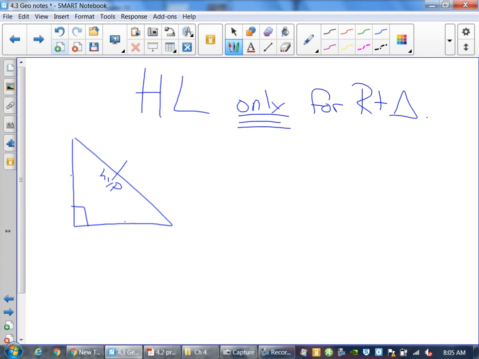Now, what are these two sides called? Remember, when you're dealing with right triangles, you always have the hypotenuse. The hypotenuse is always the longest side length, and it is always across from the 90-degree angle. The other two parts are called legs. It doesn't matter which one you call a leg because they're both legs. What's going to happen is that they have to have some sort of correspondence.